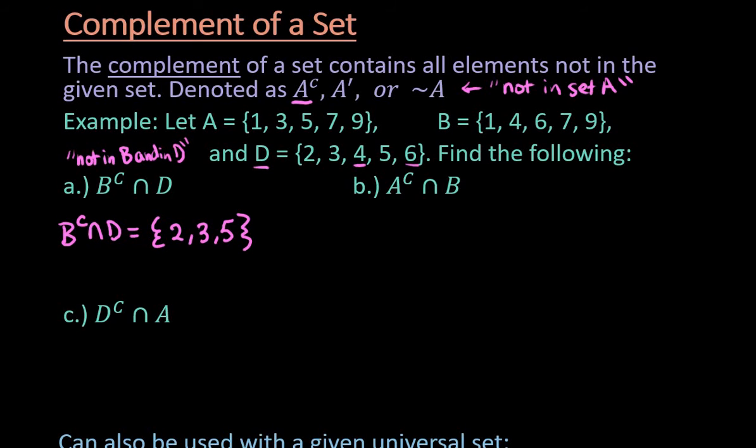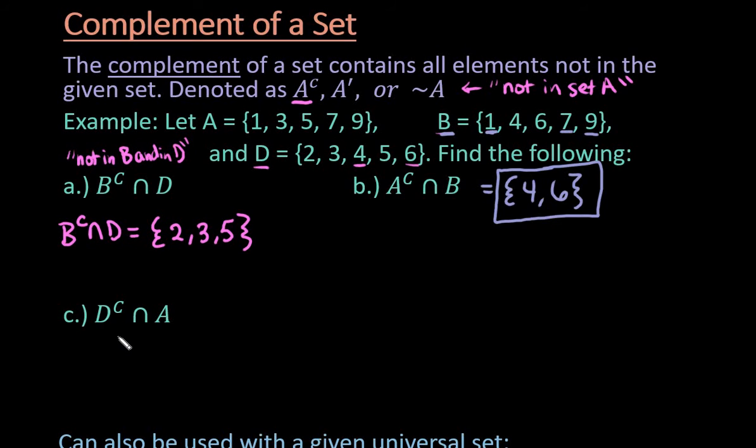Moving to the next one, we're looking for everything that is not in A, but is in B. This time we're going to look at B, and I'm going to eliminate anything that I see in A. We know that A has 1 in common. So we're looking at B, and we know that 1 is in there, 4, 6, 7, and 9. The only two numbers that are left that we would not eliminate are 4 and 6. So 4 and 6 are the numbers that are in B and not in A.